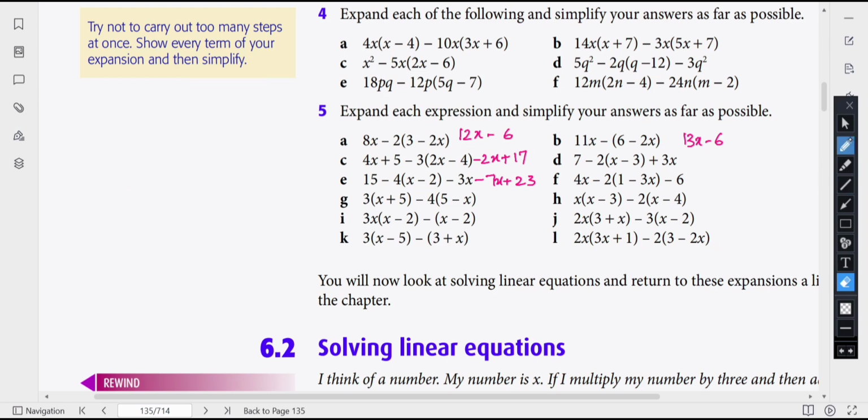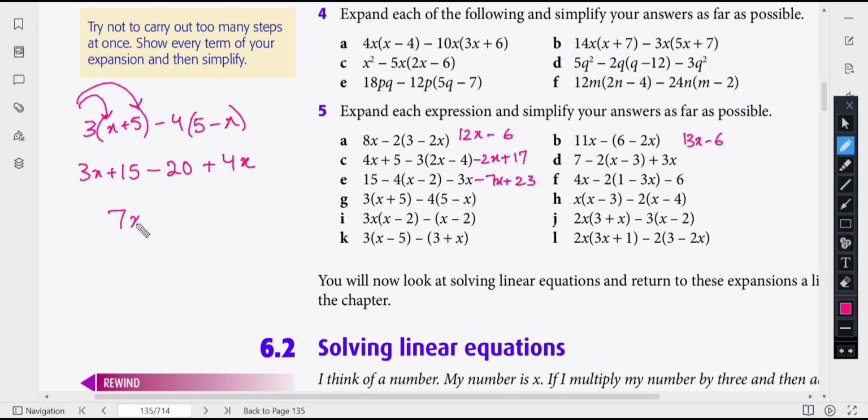अब हमारे पास जी पार्ट है. जी पार्ट में क्या हो रहा है, अगर मैं इसको ऐसे देखूं, ओके, तो it will become 3x plus 15, ये ऐसे मल्टीप्लाई होगा, -20 plus 4x. 3x plus 4x is going to be 7x. 15 minus 20 is going to be -5. So 7x minus 5 will be the answer for this part.